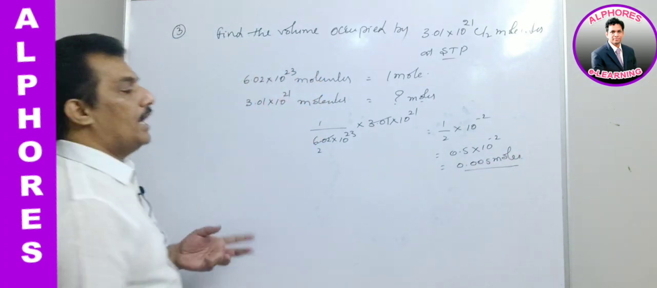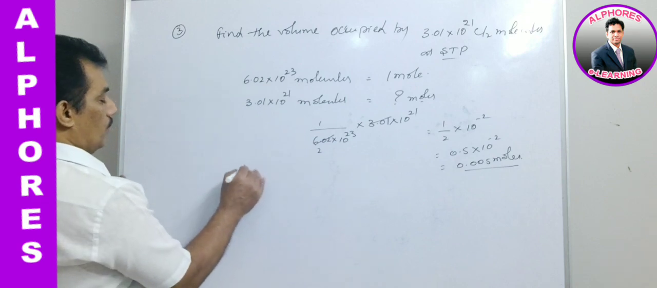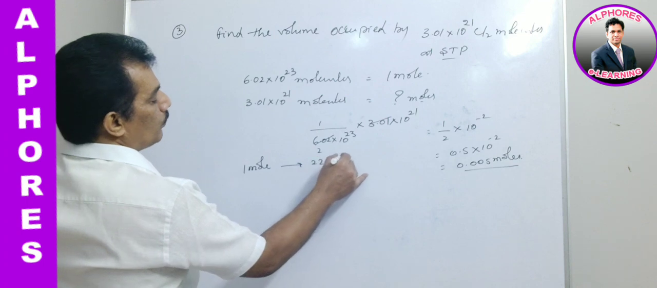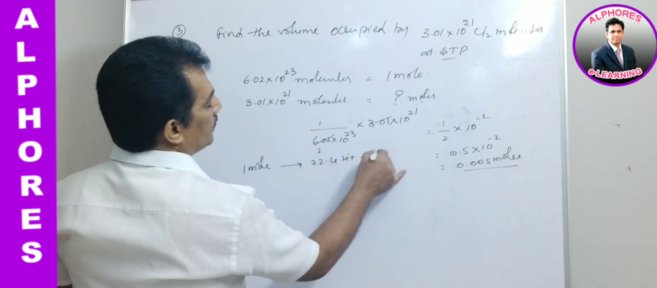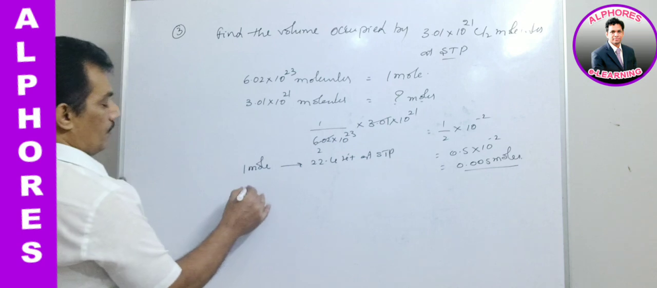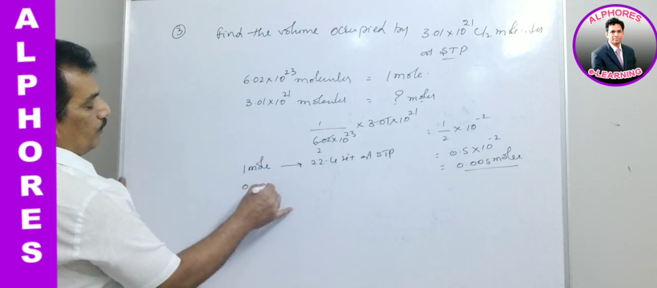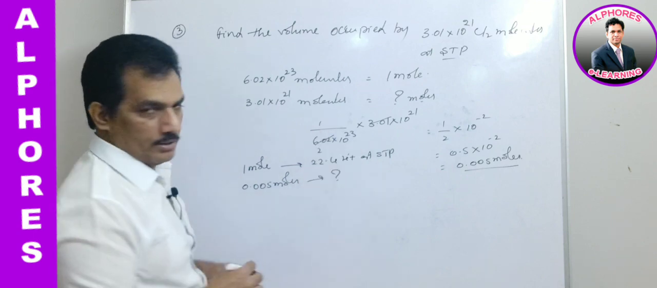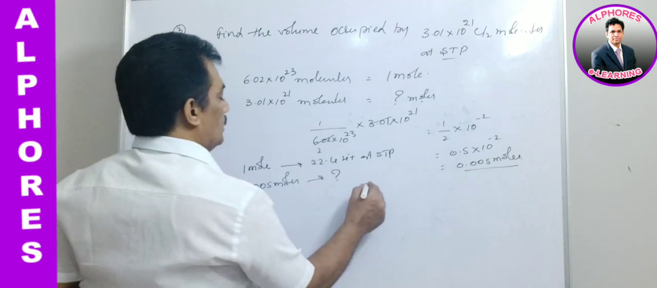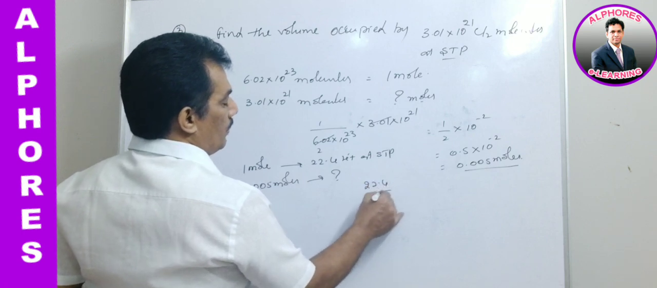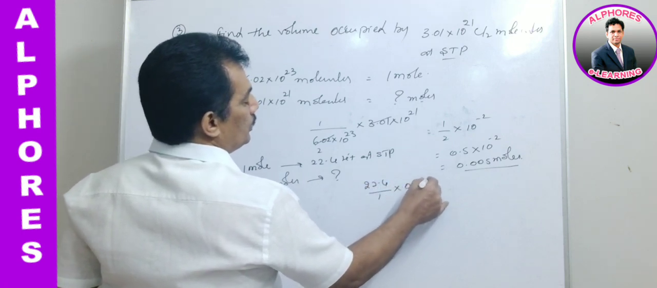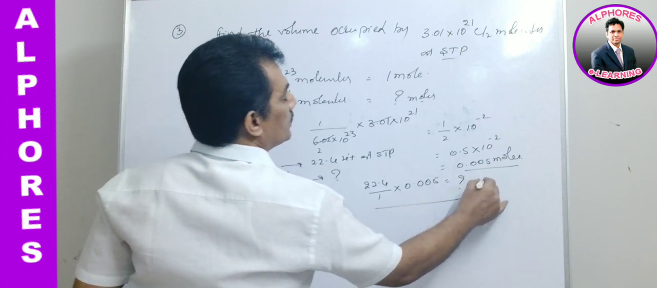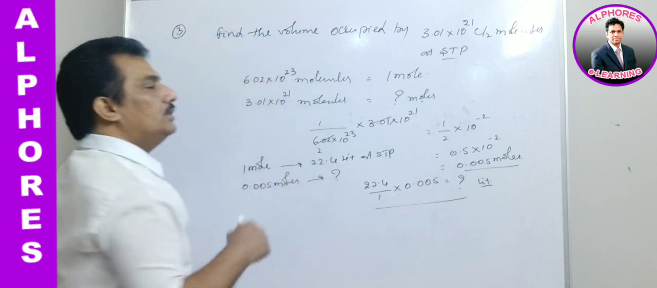Is it not? And now when 1 mole is known, we know 1 mole is 22.4 liters at STP. Then 0.005 moles is how much volume at STP? Just it is nothing but 22.4 by 1 into 0.005. Whatever the answer you are getting, that is the answer for this question.